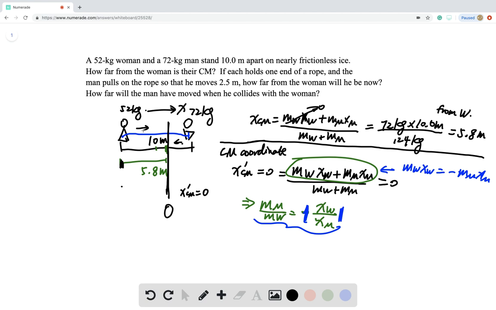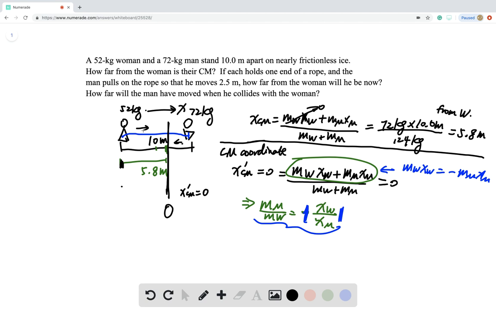The man has 72 kilograms, the woman is only 52 kilograms. So if the man moves towards the center of mass by 5.2 meters, that means the woman will be moving towards the center of mass by 7.2 meters. With that, it makes our subsequent questions a lot easier. Now we ask, if the man pulls on the rope so that he moves 2.5 meters, how far from the woman will he be now?